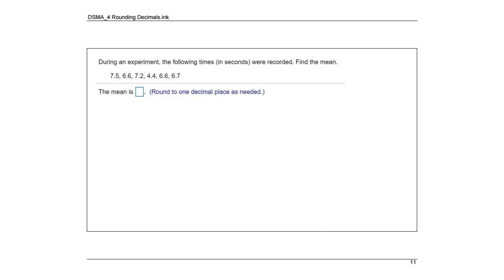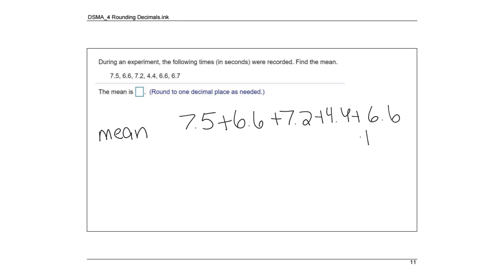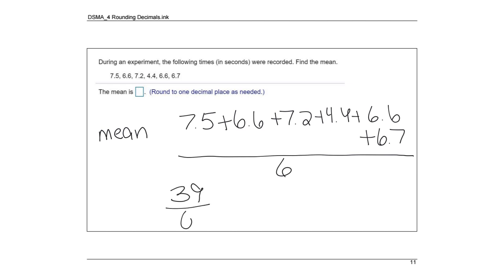During an experiment, the following times and seconds were recorded. So I have 6 different times there. Find the mean. All right, for the mean, what we're going to do is add all of those numbers together, and then we're going to divide by how many numbers we have. Looks like we have 6. So if we add those up, we get 39 divided by 6, which gives us 6.5. Hopefully I did that right. You guys can double check me.